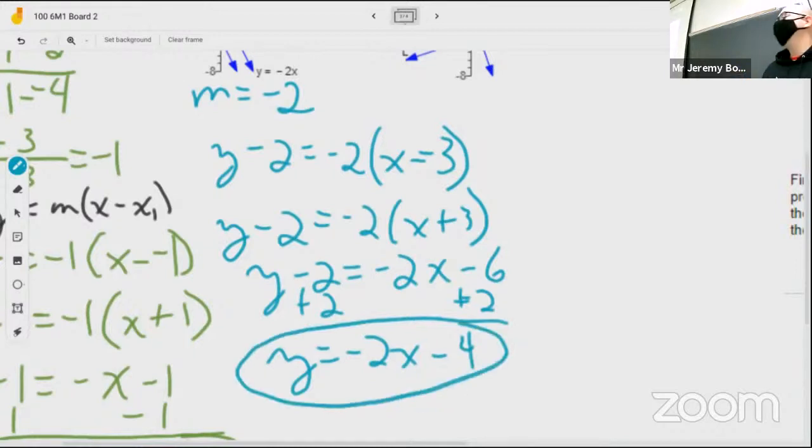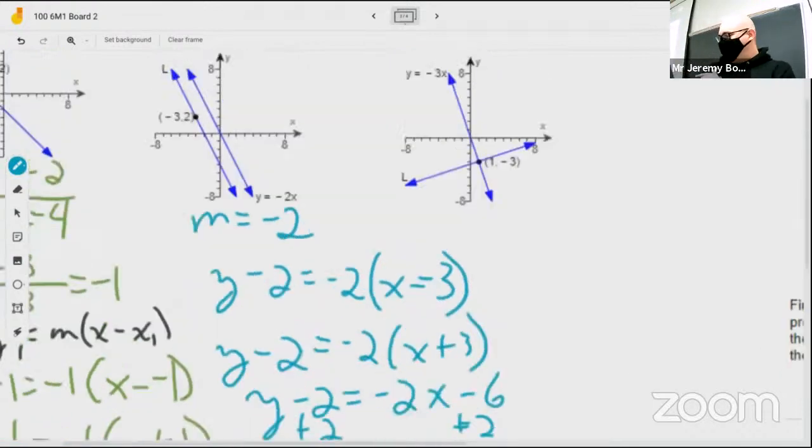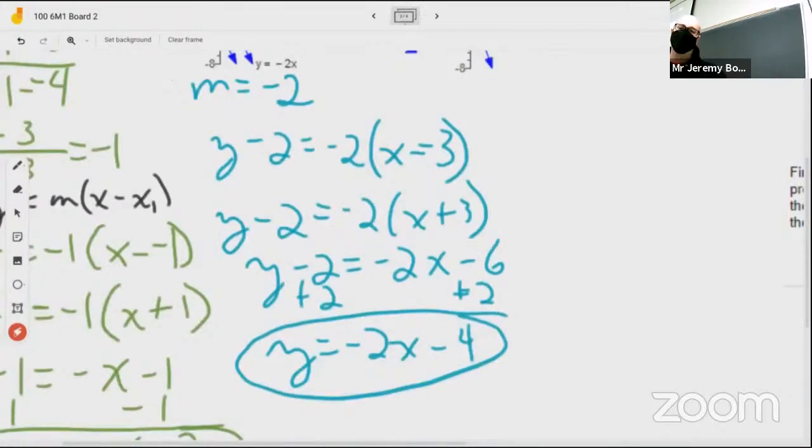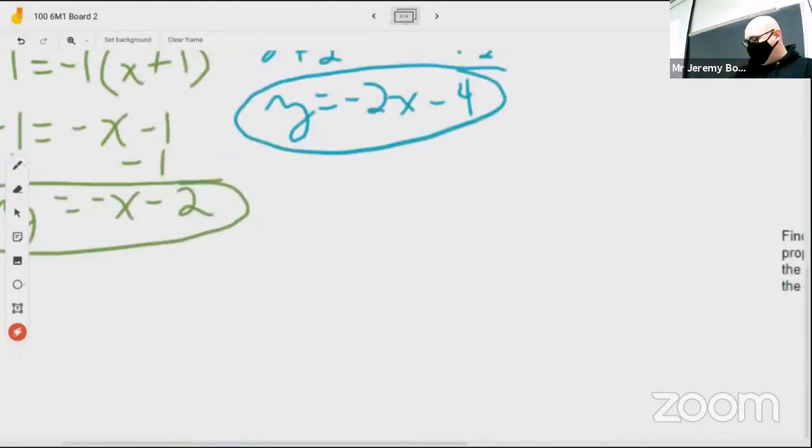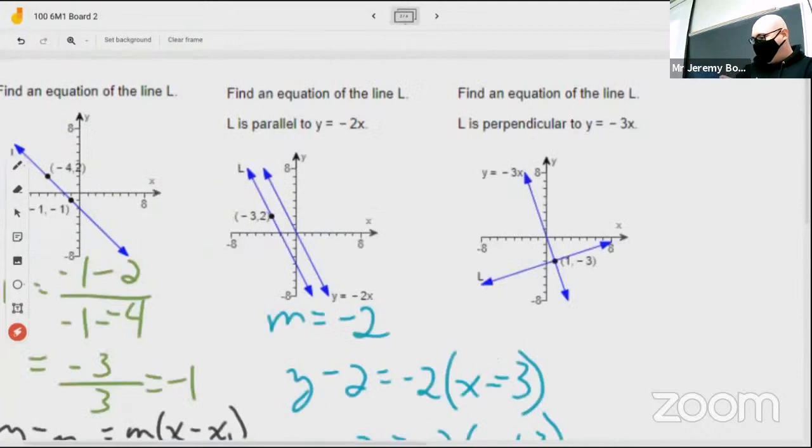And so we got a slope of negative 2, which matches the slope of our original line. Good. We got a y-intercept of negative 4. And it looks, let's see, 1, 2, 3, 4. It looks like negative 4 to me. So that's it. Any questions on that second one? All right, the last one. Do I have room to bring it down there?